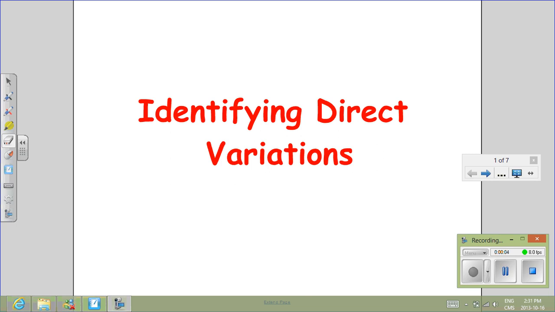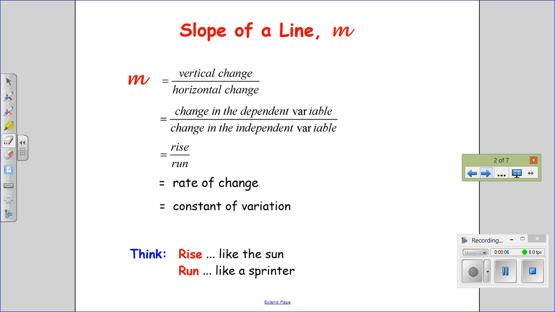Identifying direct variations. In order to talk about lines, we need to remember that they all have slopes, where the slope is the vertical change divided by the horizontal change, or the change in the dependent variable with respect to the change in the independent variable. Rise over run, rate of change, constant of variation, they all mean the same thing. Remember, rise is like the sun, it goes up and down, and run is like a sprinter that runs across left and right.